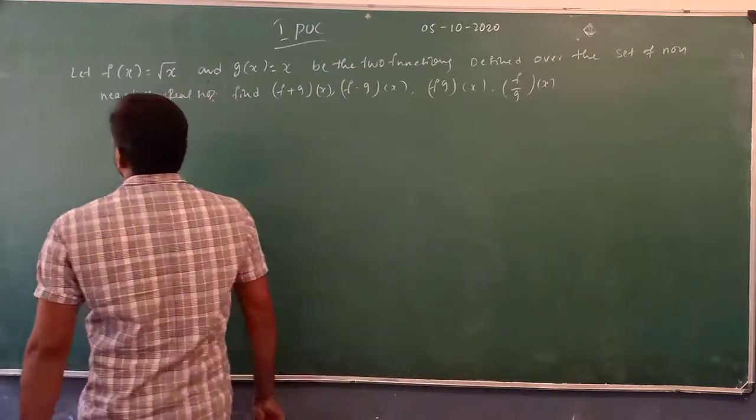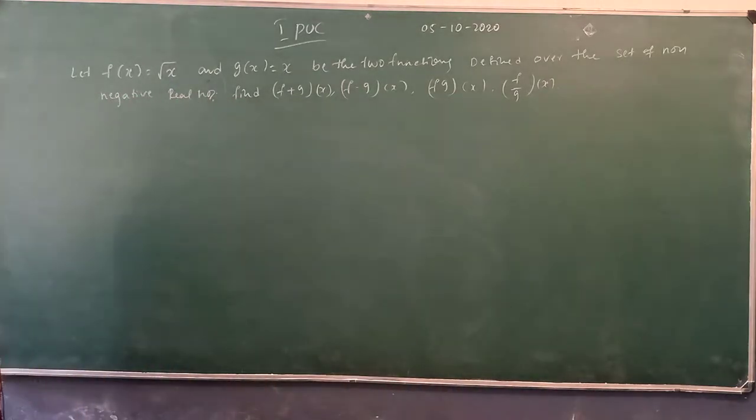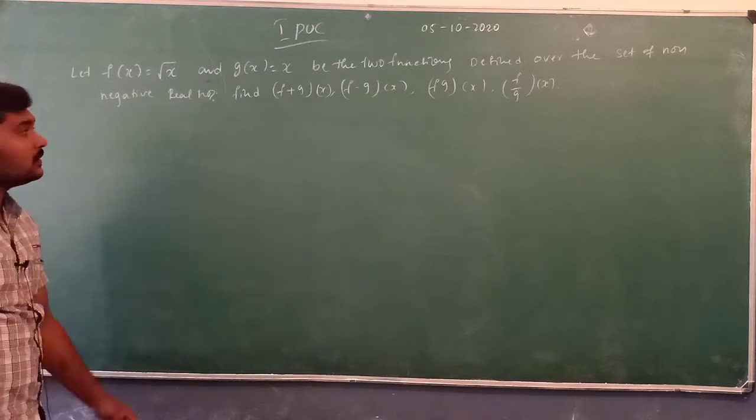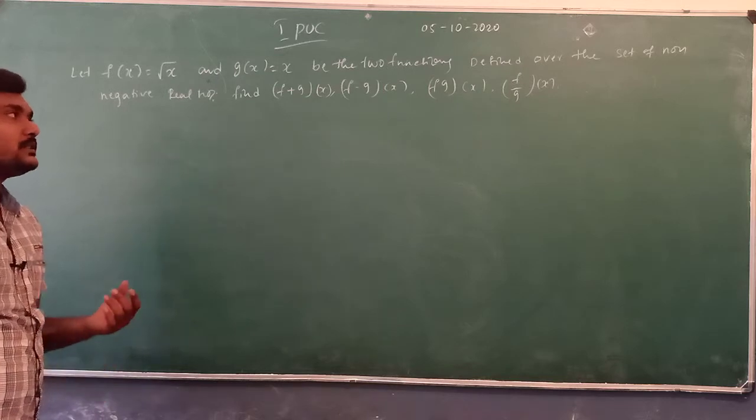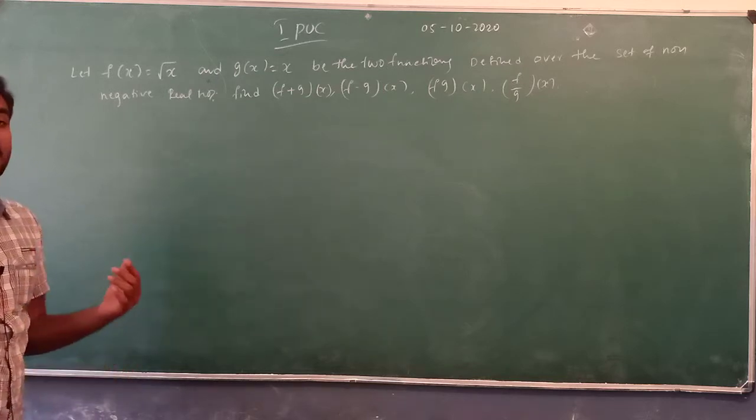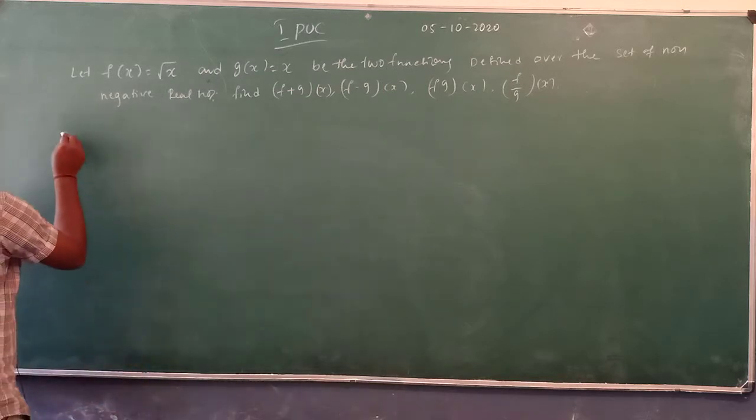So they have asked that let f of x is equal to root x and g of x is equal to x be the two functions defined over the set of non-negative real numbers. So it's going to be defined on non-negative real numbers. So find f plus g of x, f minus g of x, as well as f g of x, f by g of x. So we can easily solve this one.